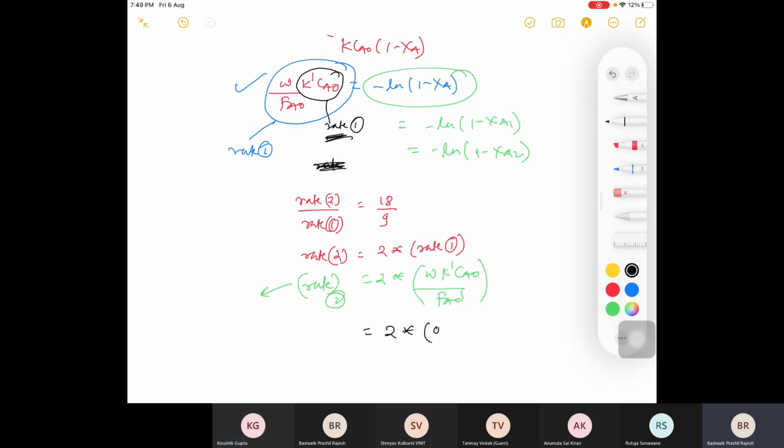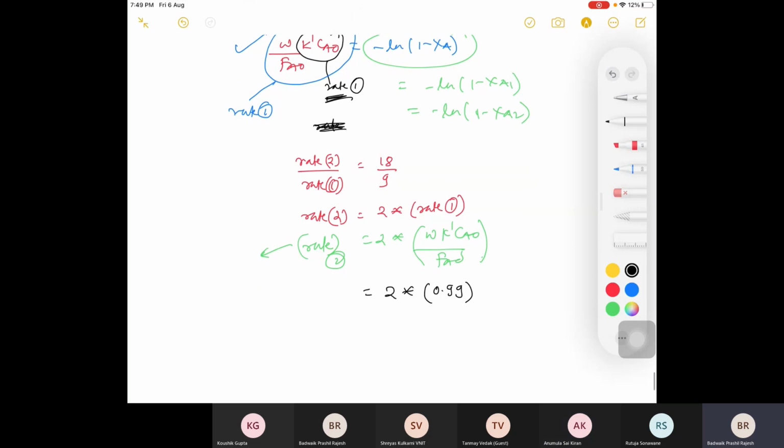What about others? Yes, sir. Same, sir. Right? 0.99 is equal to rate 2. And what is rate 2? Minus ln 1 minus Xa 2. And your aim is to find out Xa 2. 0.39, sir. 0.39 is there in the options? Yes, sir, 0.39. Okay, 0.39. So this is your Xa 2.